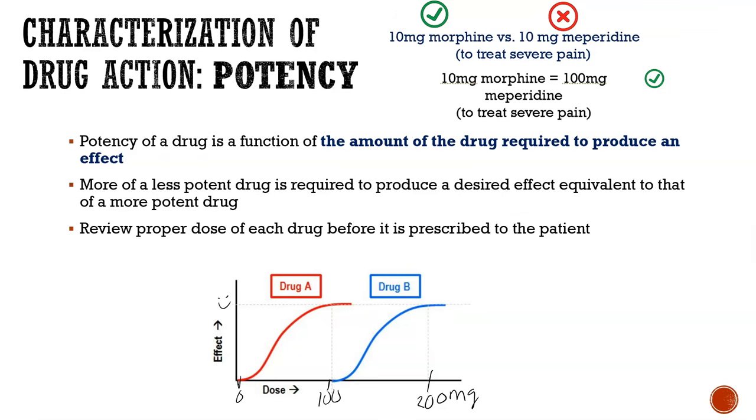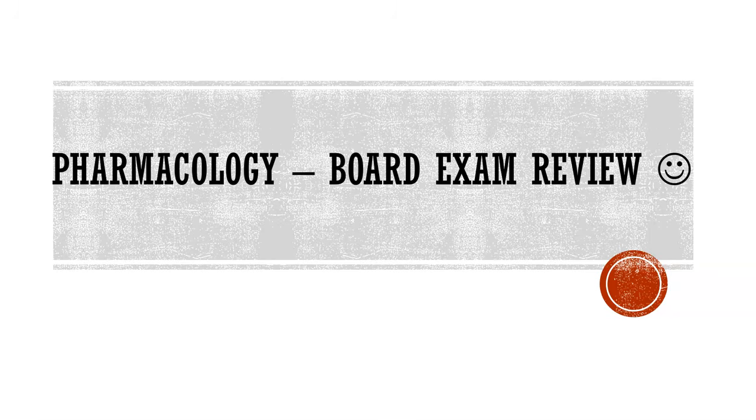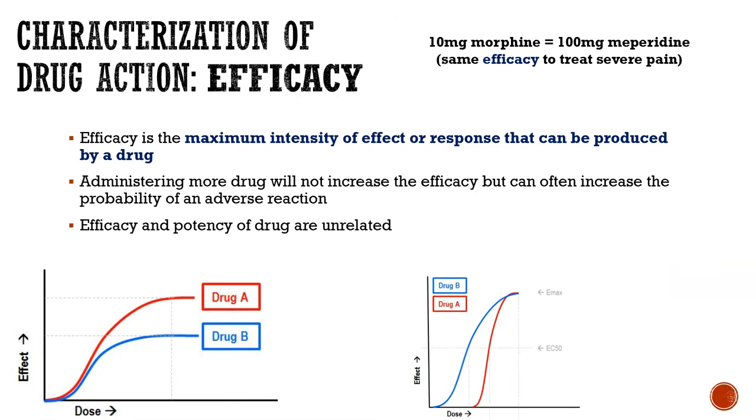Efficacy, on the other hand, let me bring that slide up, is how much, or what is the maximum intensity of effect that can be produced from a drug. So if I look at this here, drug A and drug B, which one do we get the most maximum effect? Drug A, right? Because drug A is higher. If you look at the effect, this is where you get the most maximum effect. Drug B, you might feel okay, but drug A, you'll feel a lot better. And so drug A has the maximum effect. There's more efficacy in drug A.